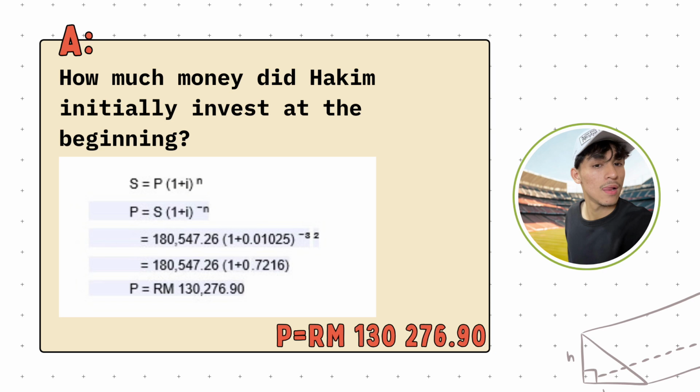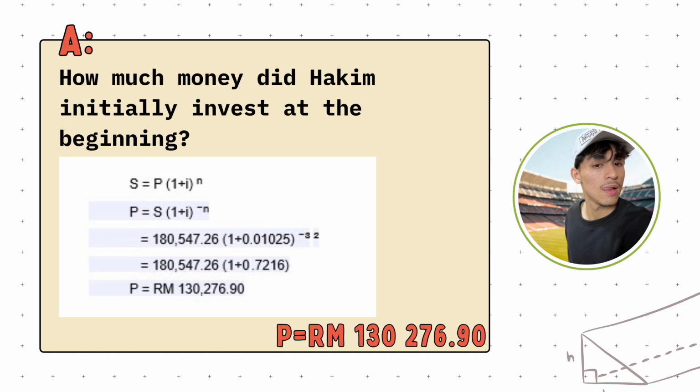To find the initial amount or the principal, we use the compound interest formula, where S equals P(1 + i)^n, where S is the maturity value, P is the principal, i is the interest rate, and n is the number of compounding periods. Since the interest is compounded quarterly, i equals 4.1% divided by 4, we got 0.01025. n equals 8 years multiplied by 4 equals 32 quarters.